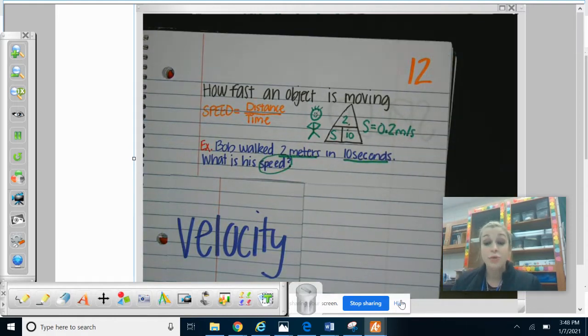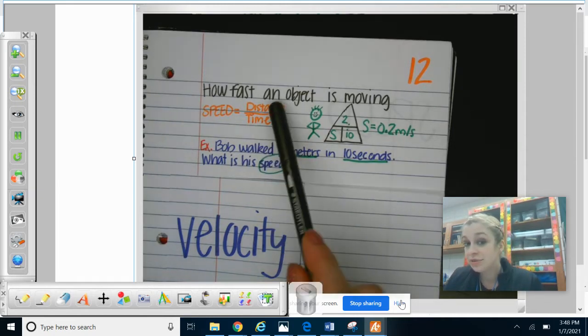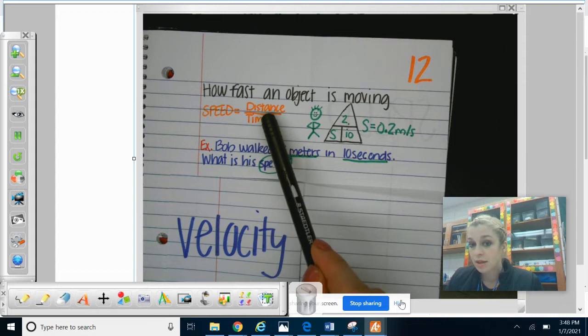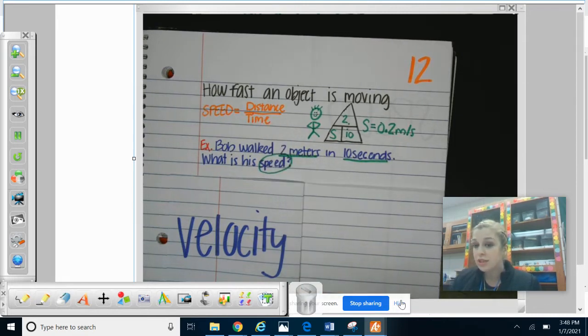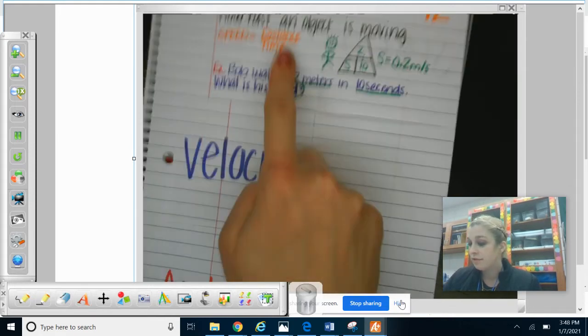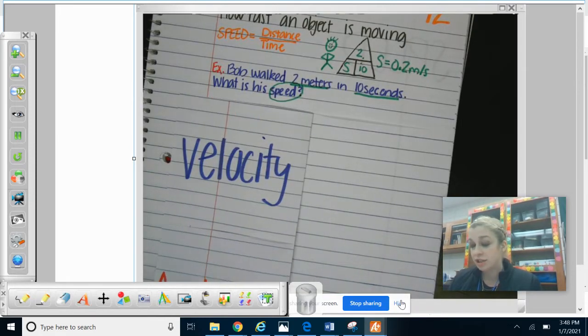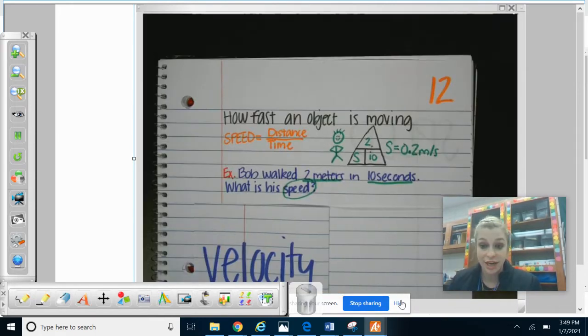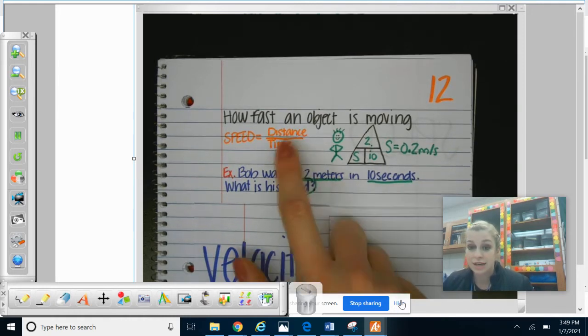So when you are given examples of speed, you have to have a distance, you have to have a time. You're going to be asked to differentiate between speed, velocity, and acceleration. That means know which is which. You could be given an example in a sentence, and you have to say, this is speed, this is velocity, this is acceleration. So you know it's speed if you have a distance and a time.